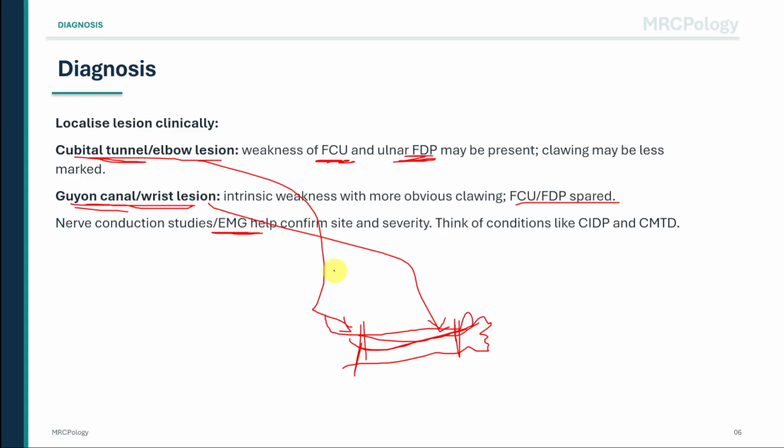When clawing is bilateral, symmetrical, or associated with weakness and wasting elsewhere, consider a generalized peripheral neuropathy rather than an isolated ulnar lesion. Important possibilities include Charcot-Marie-Tooth disease and chronic inflammatory demyelinating polyneuropathy. To understand these differentials better, quickly revise our videos on peripheral neuropathy, Charcot-Marie-Tooth disease, and CIDP on this YouTube channel.